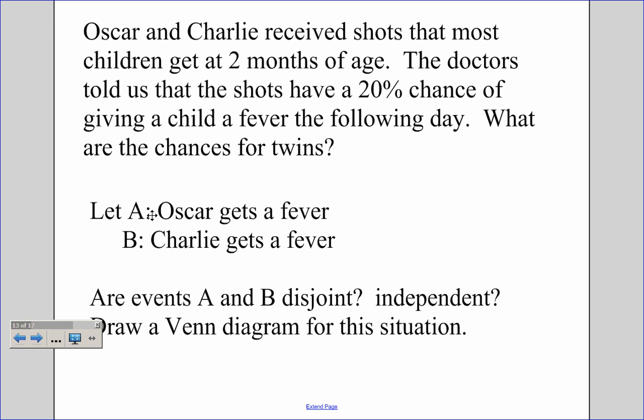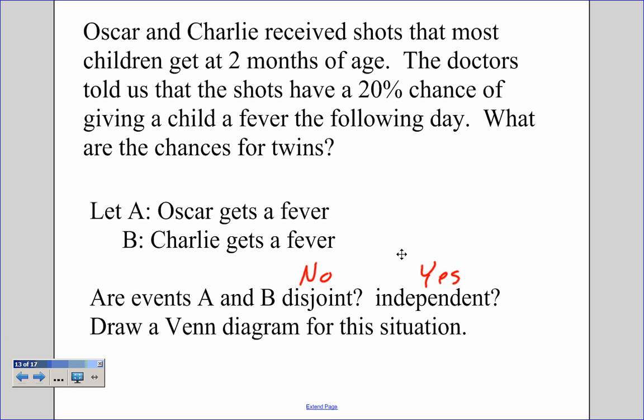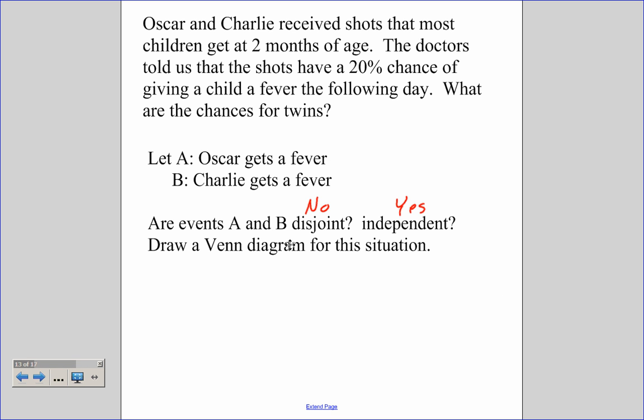First thing we have to do is define the events. Event A is Oscar gets a fever. Event B, Charlie gets a fever. Are these events disjoint? Can both of them get a fever? Yes, they can both get a fever, so these are not disjoint events. Are they independent? Well, the doctor said that they are independent. Since they have similar genetics, you could say that they're genetically predisposed, but as far as the doctor's concerned, these events are independent.